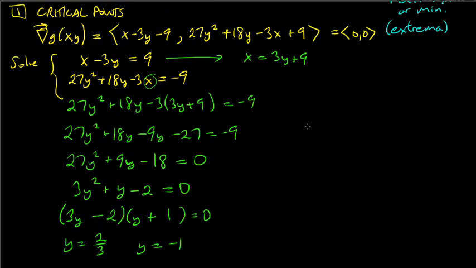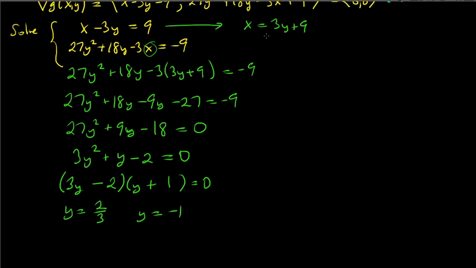Okay. And so what's x going to be? Remember, x was 3y plus 9. So I'll do that up here. If y is 2/3, then x is just going to be 3 times 2/3 plus 9. So 2 plus 9 is 11.